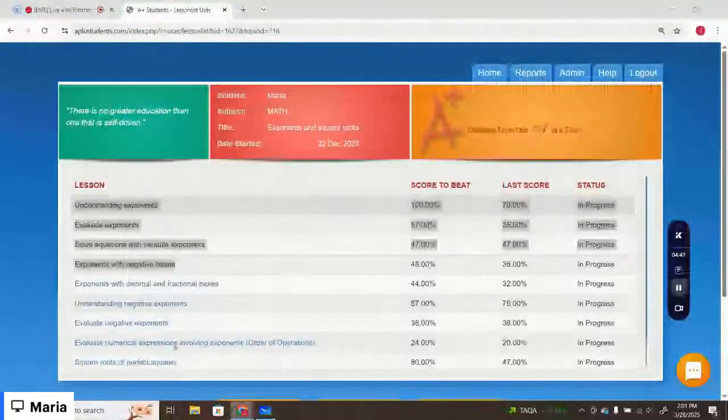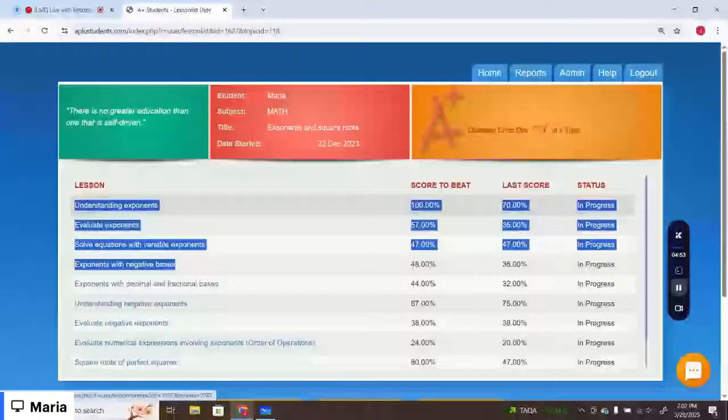The lessons we're going to cover today are understanding exponents, evaluate exponents, solve equations with variable exponents, and exponents with negative bases. So please make sure you have your notebook and pencil so that you can note down the important examples and definitions as well.